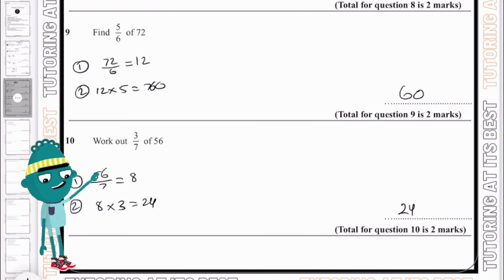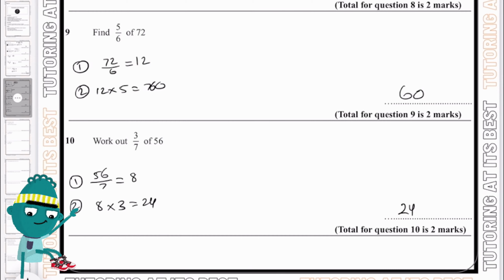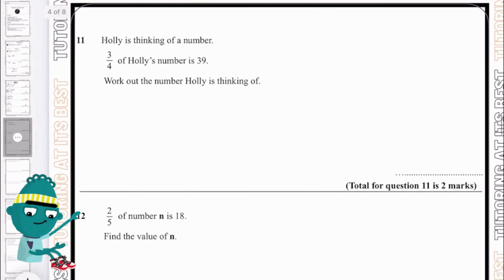And if you're not, don't worry. Go ahead and repeat these questions so you can get more practice. But we're now going to move into more problem-solving questions. And let's begin.